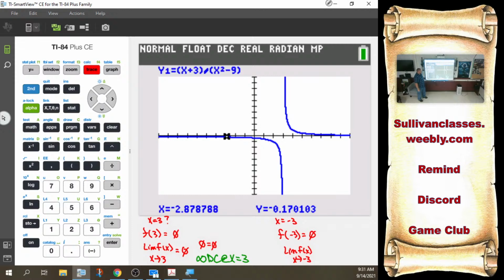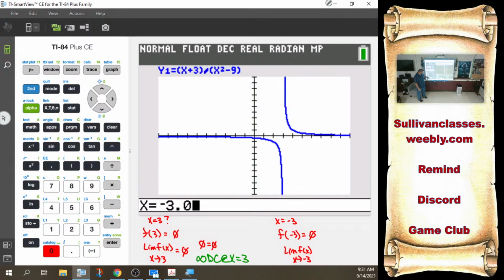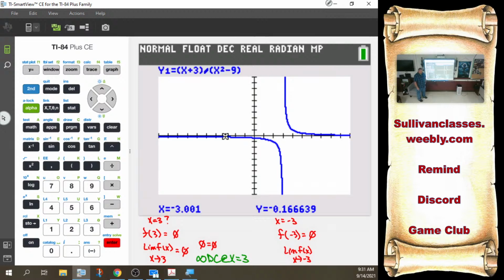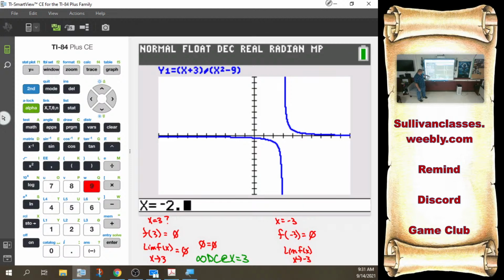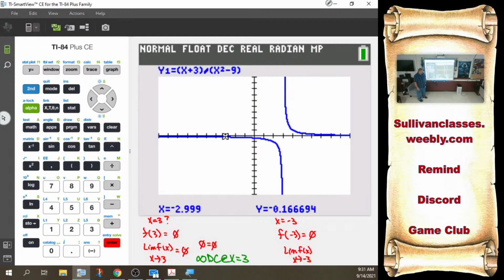Trace. If I go to negative 3.001, just like I was on my table. If I go to negative 2.999, just like I was on my table. It's headed to negative 0.1666666, repeating. What is that?